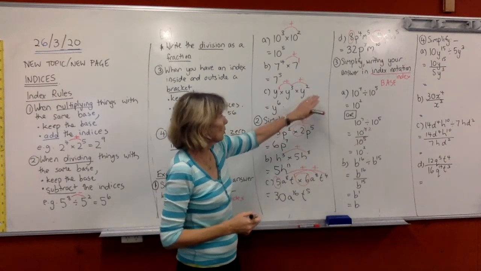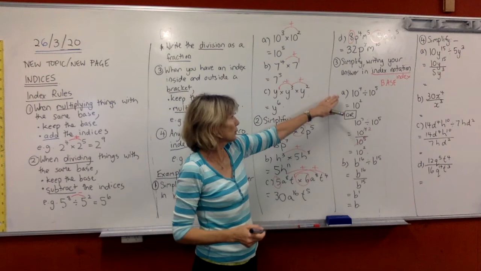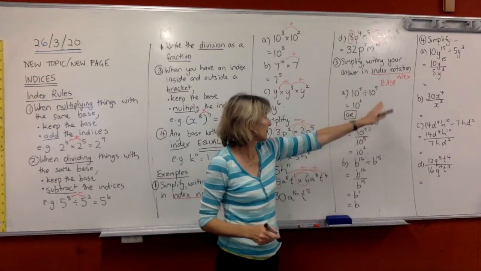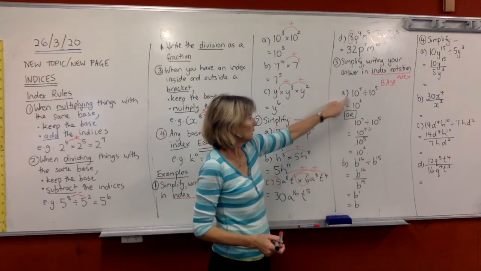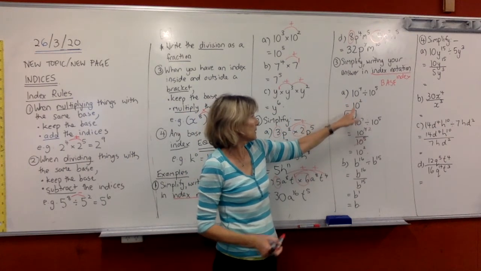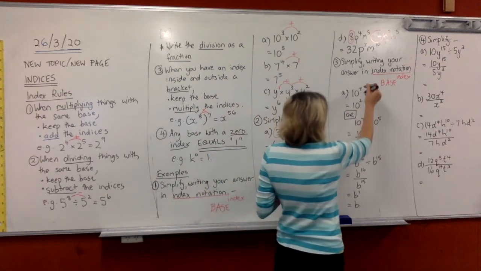Okay, so we're going to do a few more with index notation on these ones. So remember, the answer has to have base and index. So we'll have a look at this first one. We're dividing, so we keep our base and subtract our indices.